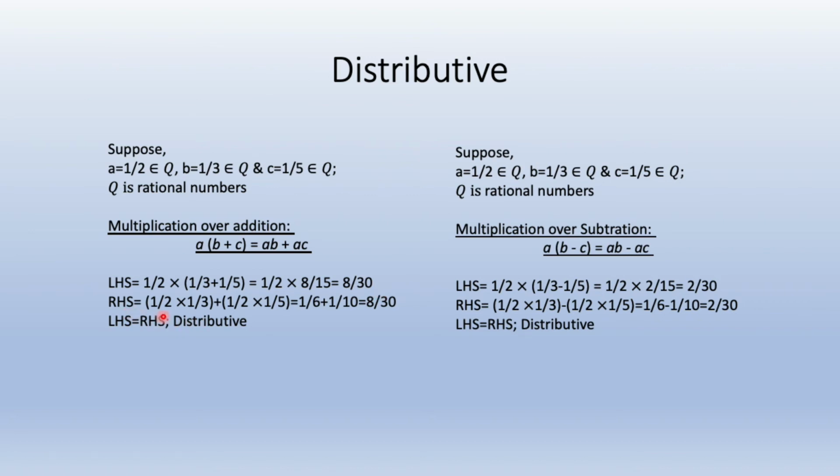From the right hand side, first we multiply 1 by 2 and 1 by 3. Then we multiply 1 by 2 and 1 by 5. Then we add both products and get the final answer 8 by 30. So both sides are equal. Then we can say rational numbers are distributive for multiplication over addition. Now multiplication over subtraction. We follow the same process as before, and we can see both sides are equal. Then we can say rational numbers are distributive for multiplication over subtraction.